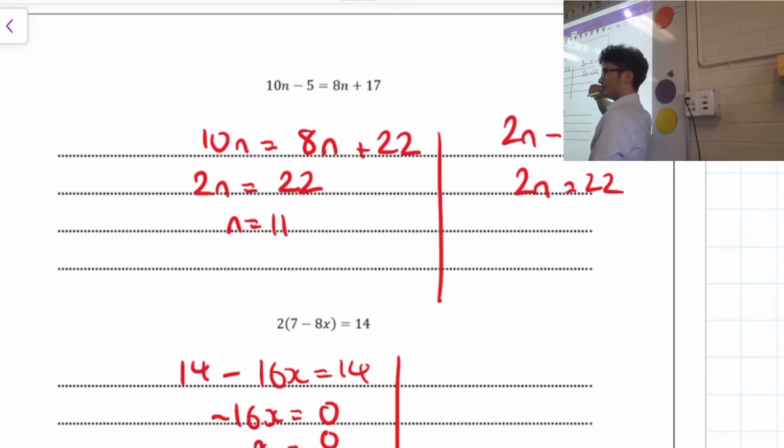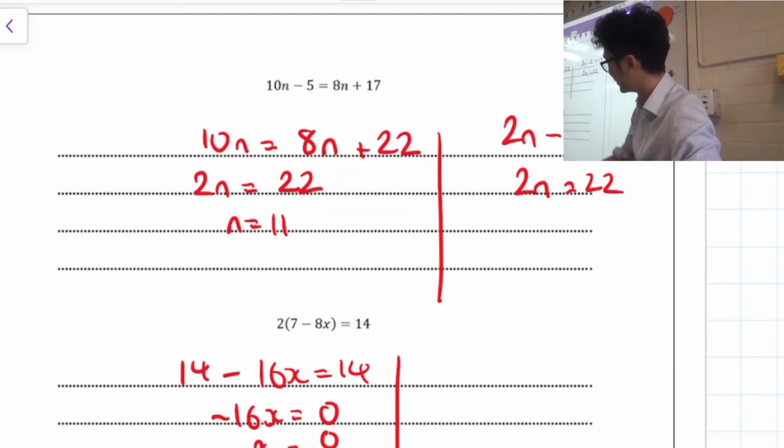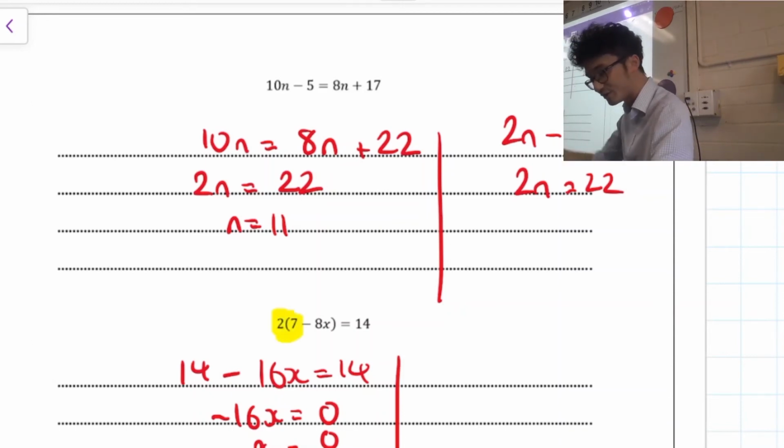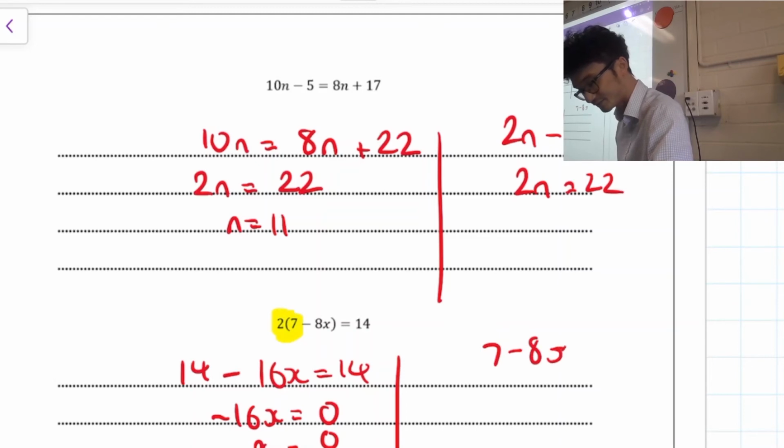I don't know if anyone saw the other way to do it. It can be easier. Yeah, you're right. The other way you could do it, Samara said, you could divide both sides by 2, because this here is just multiplication, right? So if this is just multiplication, the opposite of that is dividing. So that gives me 7 minus 8x is equal to 7.